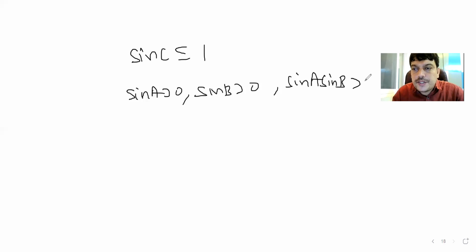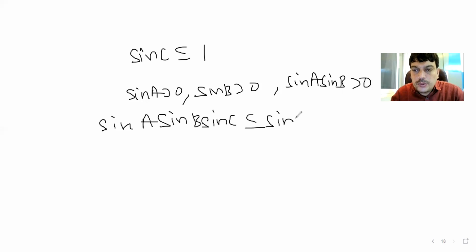Sin A sin B is greater than 0. So when you multiply both sides with sin A sin B, it will become sin A sin B sin C less than or equal to sin A sin B, less than or equal to sin A into sin B. So we got this result.